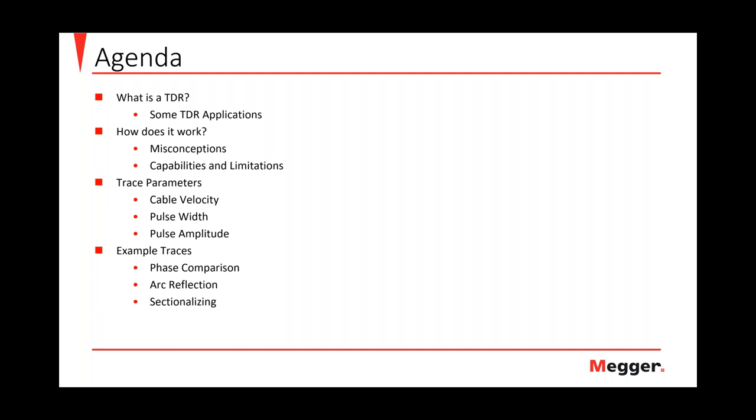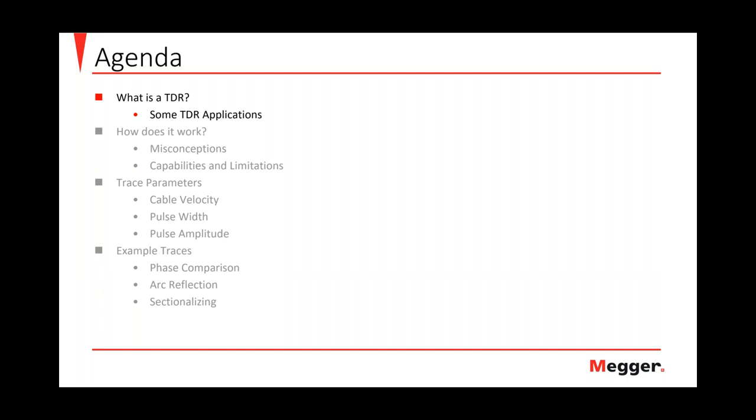For today's agenda for this webinar, we're going to be discussing the time domain reflectometer. We're going to go over some topics. What is a TDR and what are its applications? How does it work? We're going to cover some of the common misconceptions, as well as some of the capabilities and limitations of a TDR. We're going to go over some of the parameters when we're actually performing this testing as far as cable velocity, pulse width, and pulse amplitude. And then we're going to go through some example traces.